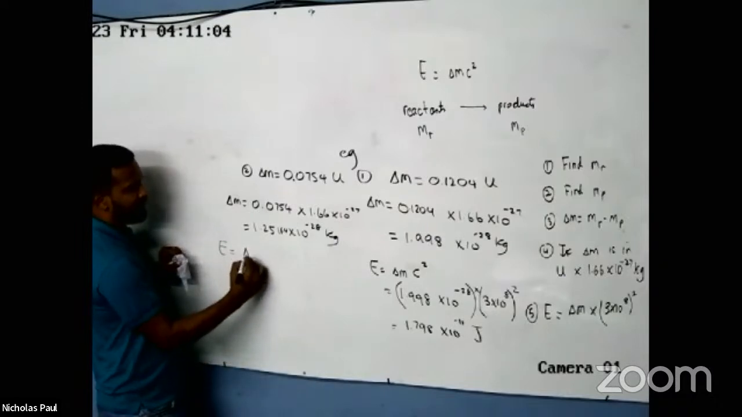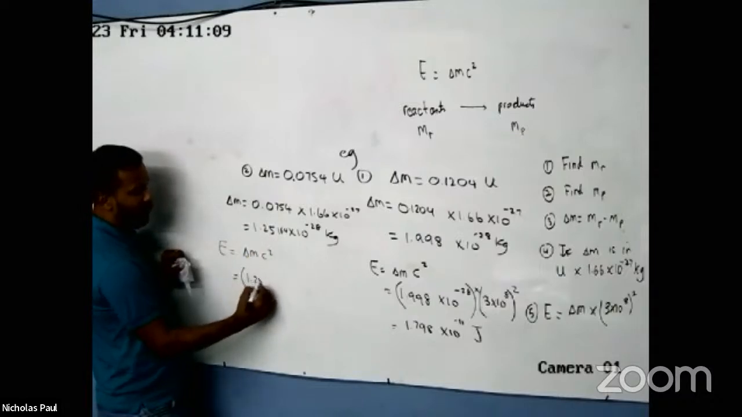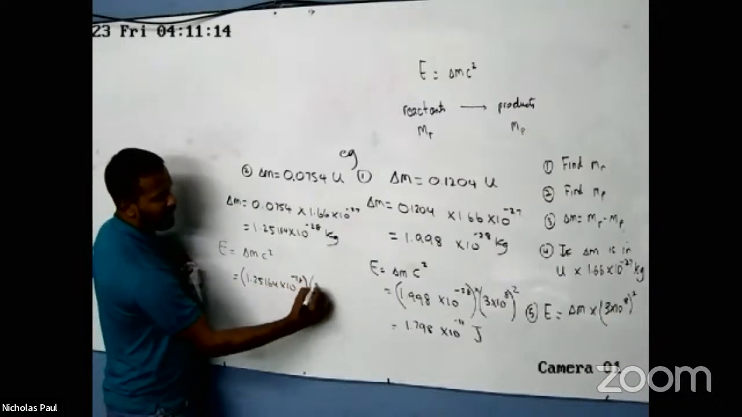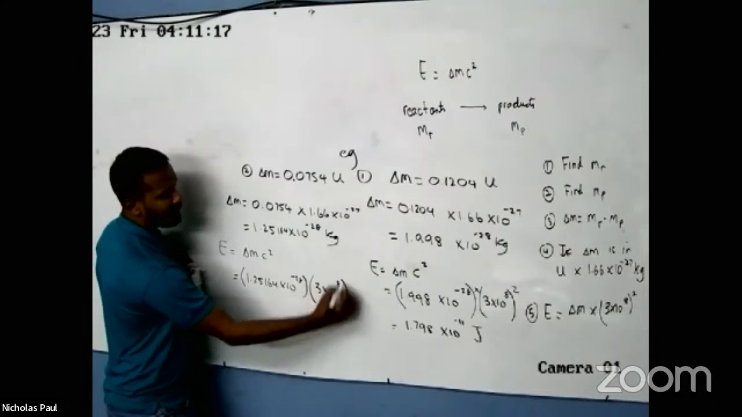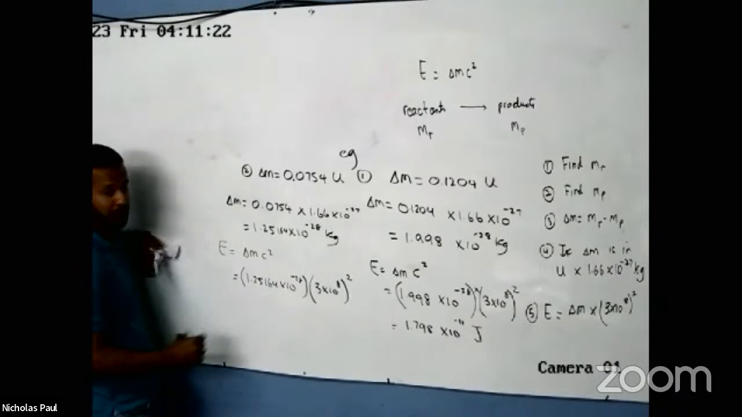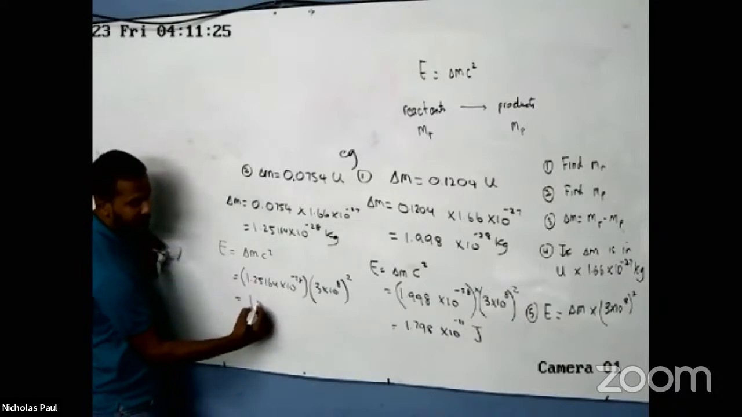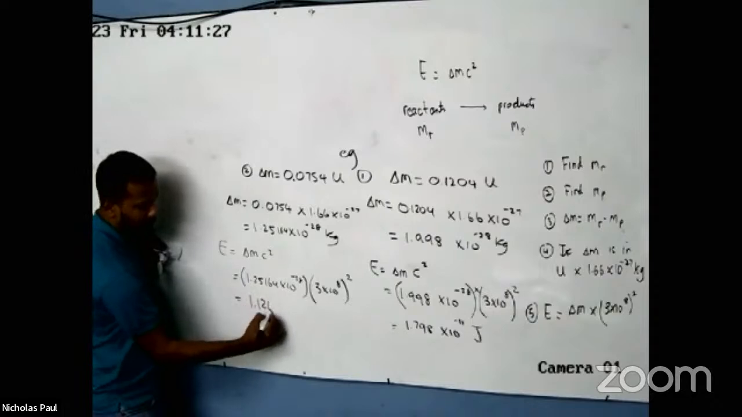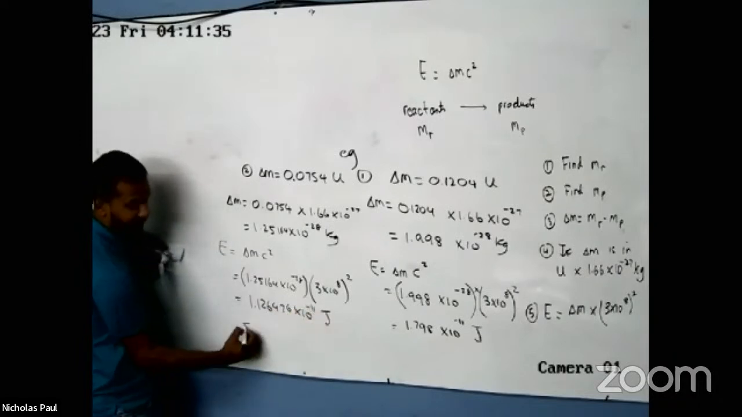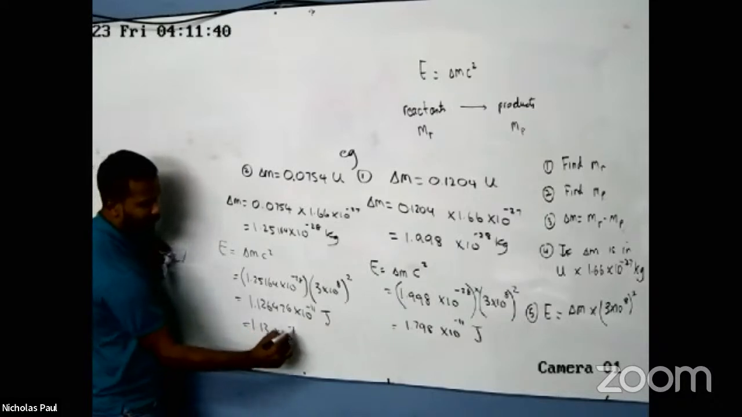So the energy is equal to delta M c squared. Delta M is this value here, 1.25164 by 10 to the minus 28 by 3 by 10 to the 8 squared. That's okay? And you got 1.126476 by 10 to the minus 11 joules. Here you can round off now and say 1.13 by 10 to the minus 11 joules.